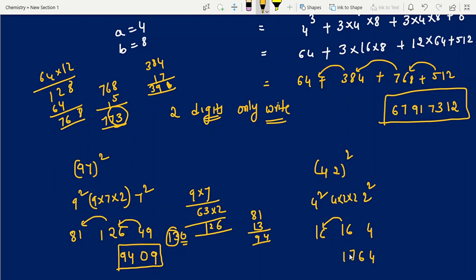This is your answer. 1764. See how easily we are working the questions. Is it easy? That's all. So triple digit, it will take time. So a plus b whole cube formula you can do, and density numericals play an important role. And next one, they may ask volume also sometimes. They may ask mass also sometimes. Okay. So all numericals you can work out.